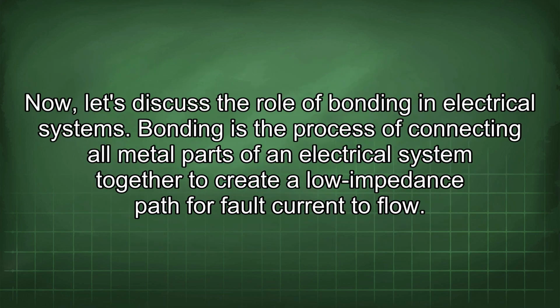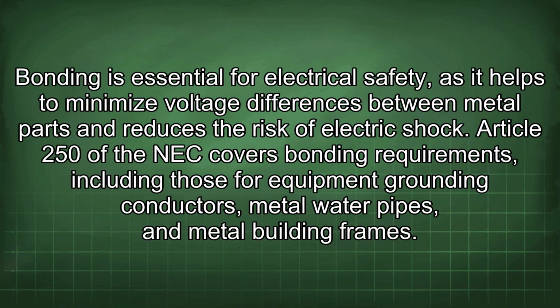Now let's discuss the role of bonding in electrical systems. Bonding is the process of connecting all metal parts of an electrical system together to create a low impedance path for fault current to flow. Bonding is essential for electrical safety as it helps to minimize voltage differences between metal parts and reduces the risk of electric shock. Article 250 of the NEC covers bonding requirements, including those for equipment grounding conductors, metal water pipes, and metal building frames.